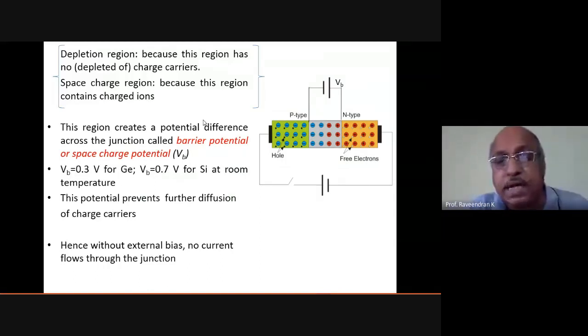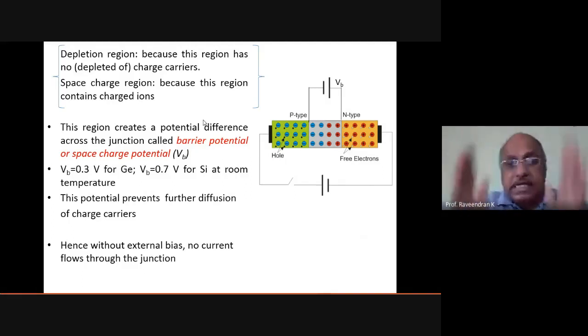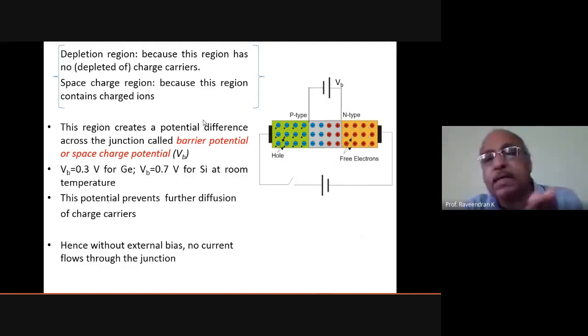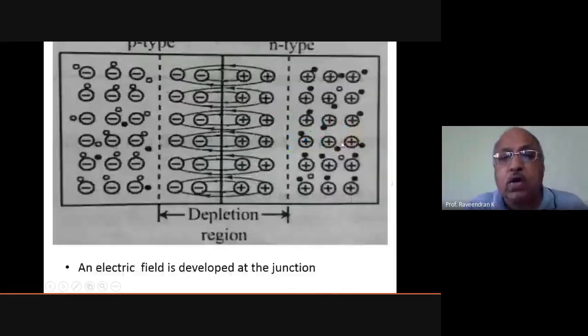Why is it depleted? Because in the region of the p-n junction, the holes from the p-type and the electrons from the n-type have been recombined together in order to form positively or negatively charged ions, which are immobile in nature. So in effect, there are no charge carriers there, and that particular region is depleted due to the recombination of electron hole pairs on either side. See here, these electron hole pairs actually make this particular region depleted of charge.